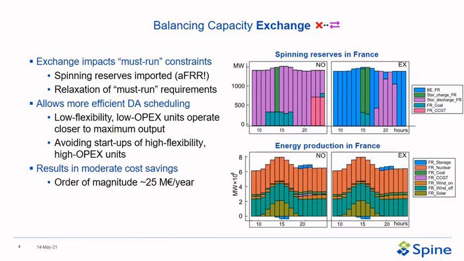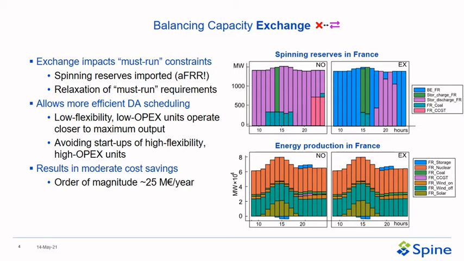So the results from our case study, when we compare the exchange of balancing capacity with the no coordination case, we do see a relaxation of the must-run requirements, particularly due to the import of spinning reserves. That allows us to have a more efficient day-ahead scheduling. We can operate those low flexibility, low operational cost units closer to their maximum output and avoid startups of high flexibility but also high operational cost units. And that all resulted in cost savings of the order of magnitude of 25 million euros per year.